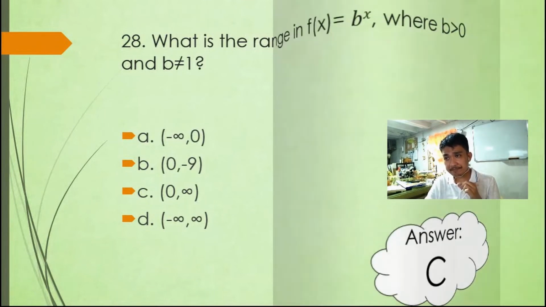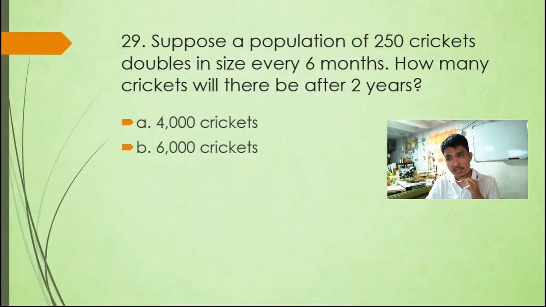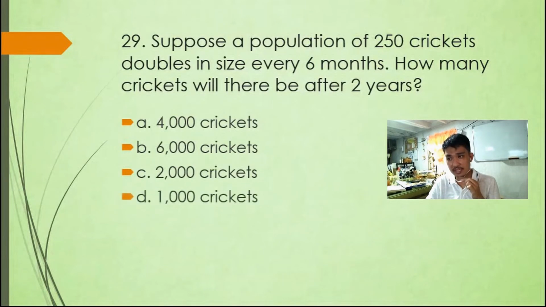Number 29. Suppose a population of 250 crickets doubles in size every 6 months. How many crickets will be there after 2 years? Letter A, 4,000 crickets. Letter B, 6,000 crickets. Or letter C, 2,000 crickets. Or letter D, 1,000 crickets.